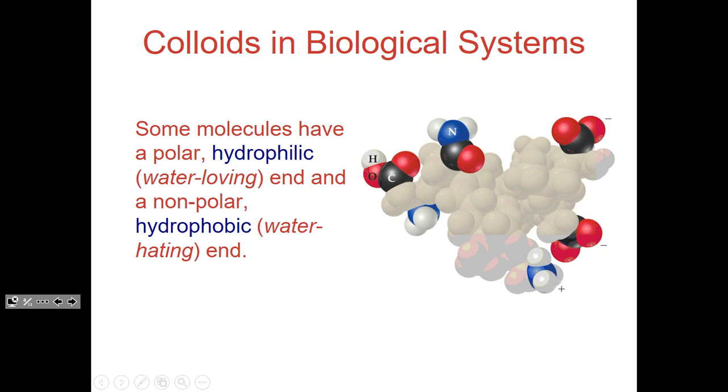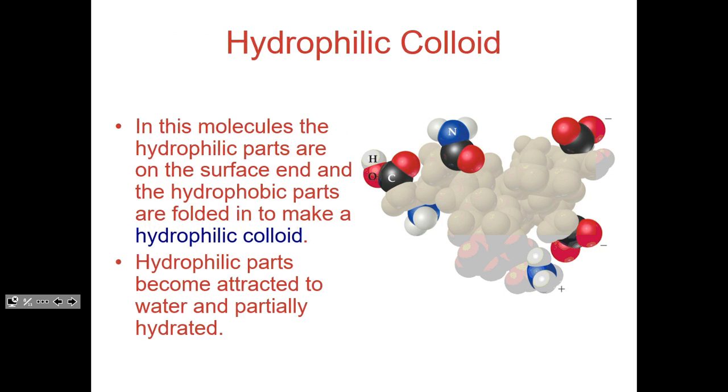In this case, our hydrophobic parts are folded in and our hydrophilic parts are exposed on the outside, making this thing much more likely to interact with water. So in this particular molecule, our hydrophilic parts on the surface make this thing much more soluble in water. And what can actually happen here if we get a biomolecule like this is we have a hydrophilic colloid. So the parts that become attracted to water are exposed on the outside. And with proteins folding in different ways, sometimes things can go from hydrophobic to hydrophilic depending on the solution that it's in and its concentration and other variables.